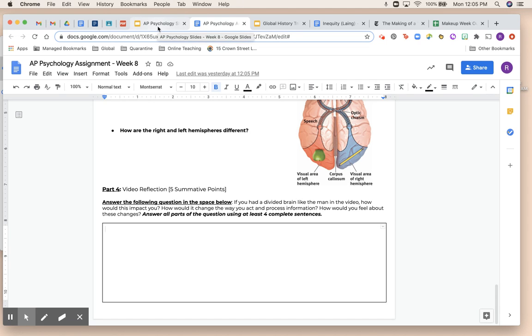This assignment, I know it's a makeup week technically for non-AP classes, but you do have the whole week to finish this. So try to get it in by Friday, as well as completing any other missing work that you might have that you need to complete.